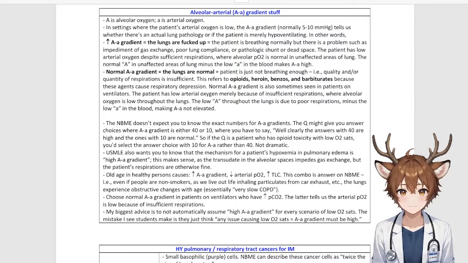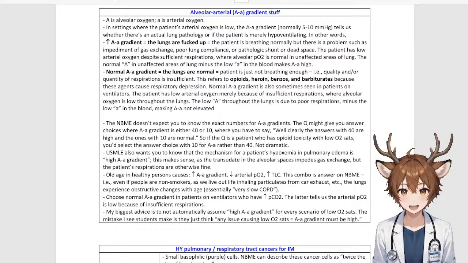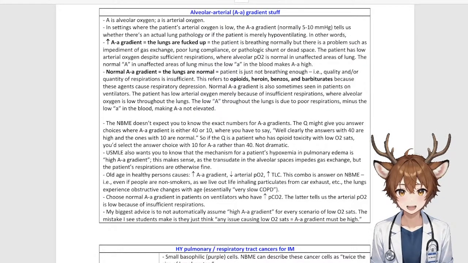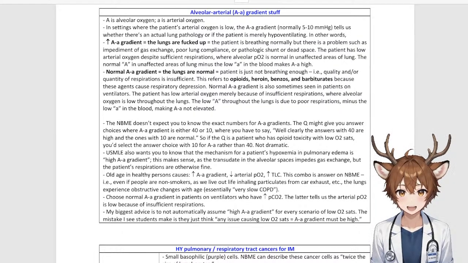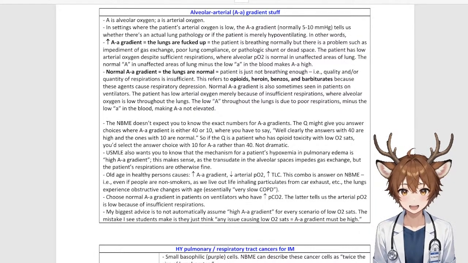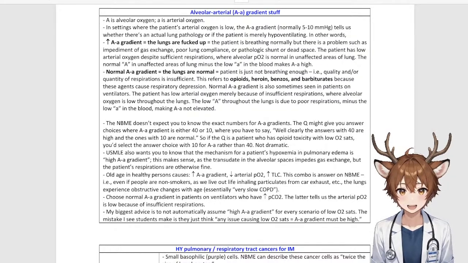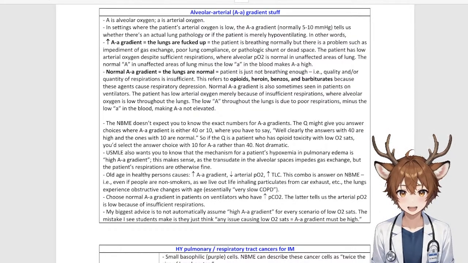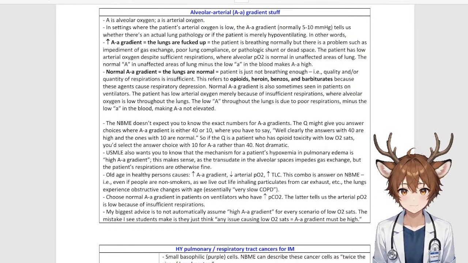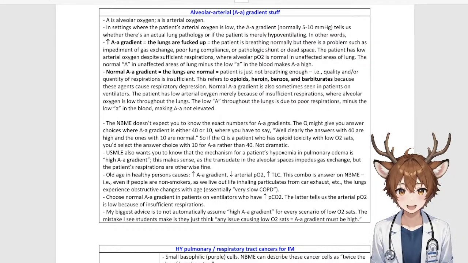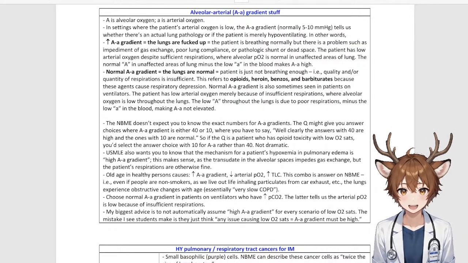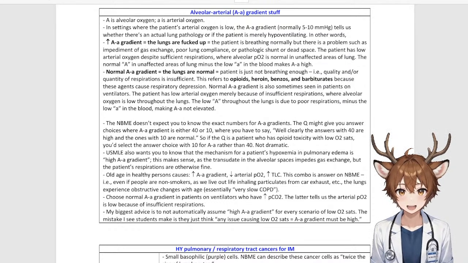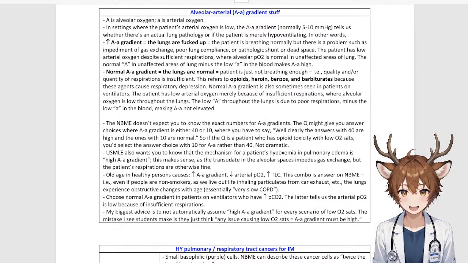In other words, with a high A-a gradient, the lungs are messed up. The patient is breathing normally, but there is a problem such as impediment of gas exchange, poor lung compliance, or pathologic shunt or dead space. The patient has low arterial oxygen despite sufficient respirations, where alveolar PO2 is normal in unaffected areas of the lung. The normal A in unaffected areas of the lung minus the low a in the blood makes the alveolar-arterial gradient high. Normal A-a gradient equals the lungs are normal.